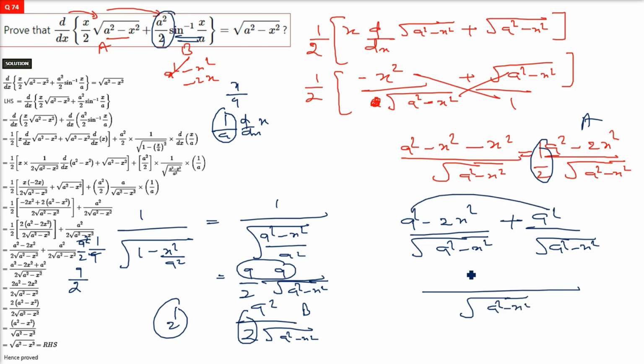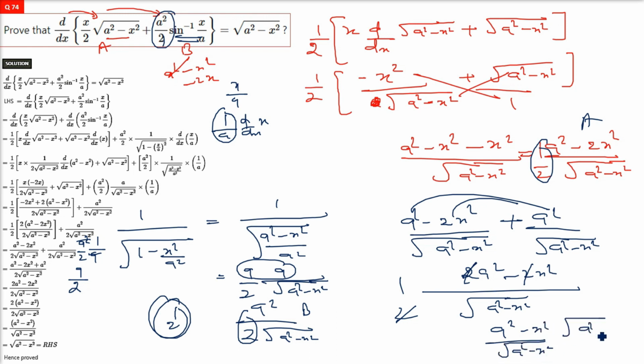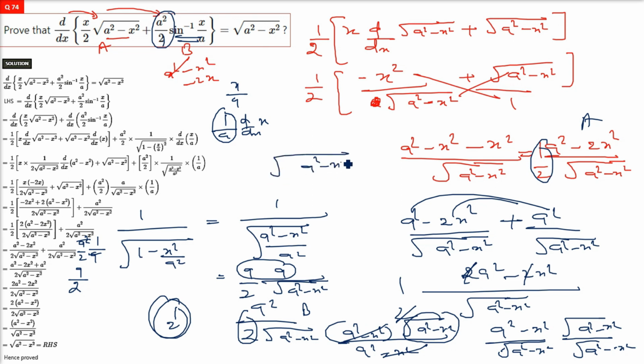So a square plus a square is twice a square, and then we have minus 2x square. Now you can take 2 common. And you remember half was already there, I took it outside already. So just cancel this 2 with this 2. So a square minus x square by under root a square minus x square. So now multiply this under root a square minus x square, numerator and denominator. Numerator will give you a square minus x square into under root a square minus x square. Denominator, root gets cancelled, it will be a square minus x square. Now these two get cancelled. Only under root a square minus x square will come. This is your final answer.